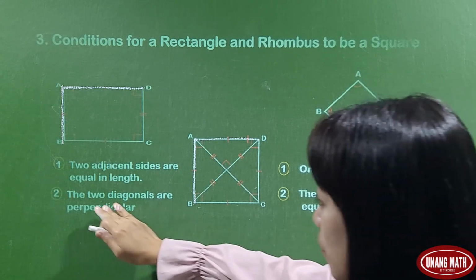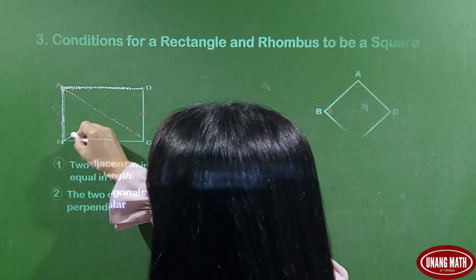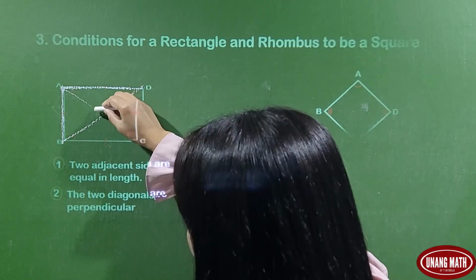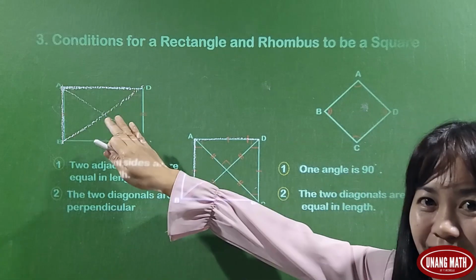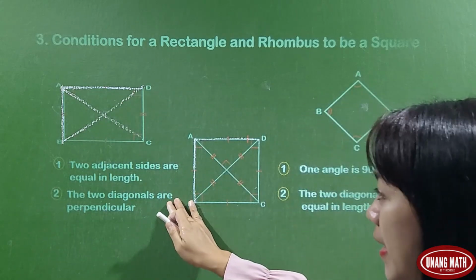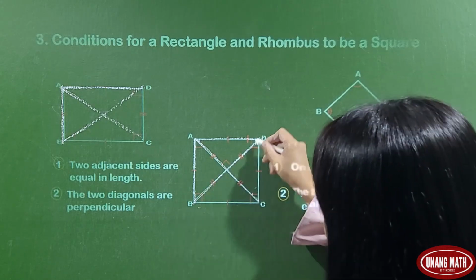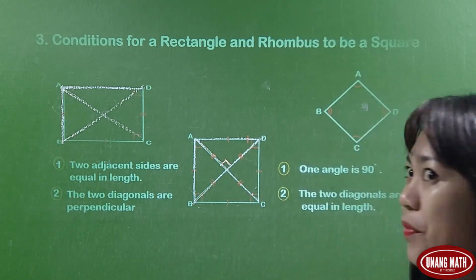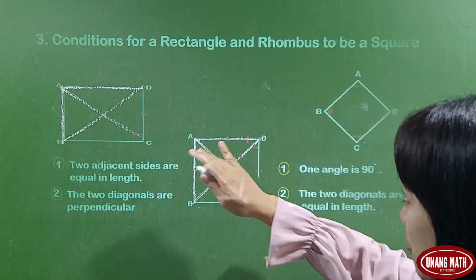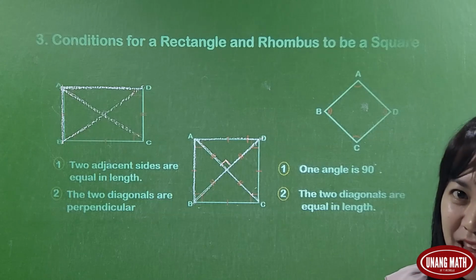The second one is that the two diagonals are perpendicular. In a rectangle, two diagonals are not perpendicular, so when they meet at this point, there's no right angle formed. To make this a square, these two diagonals must be perpendicular. So it means they should meet at a right angle.